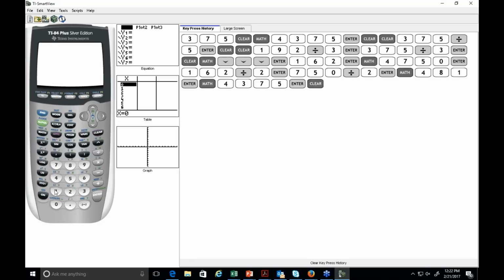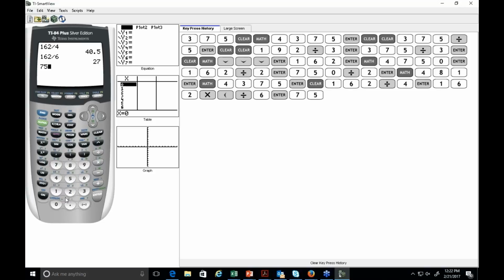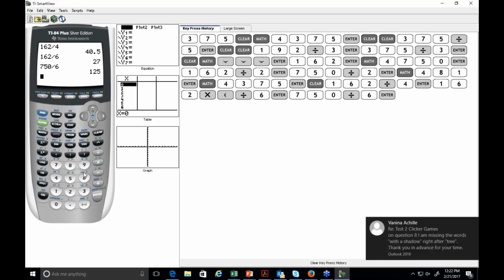So let's try 4. 162 divided by 4. Okay, nope. 162 divided by, not multiply. Definitely not 5. Let's try 6. 27, okay. Let's see, 750 divided by 6. 125. I do think we have a winner.